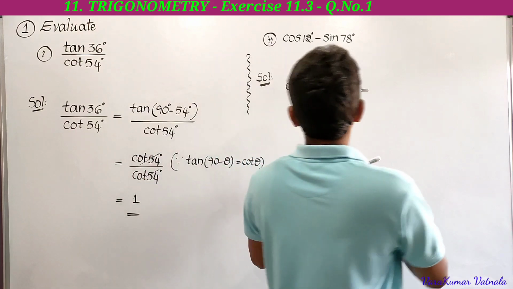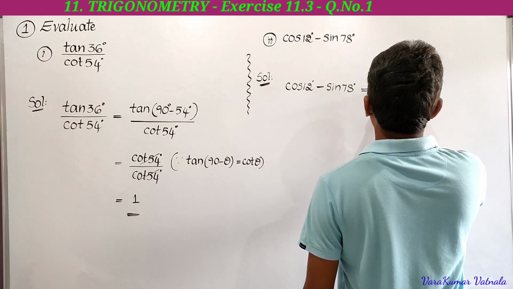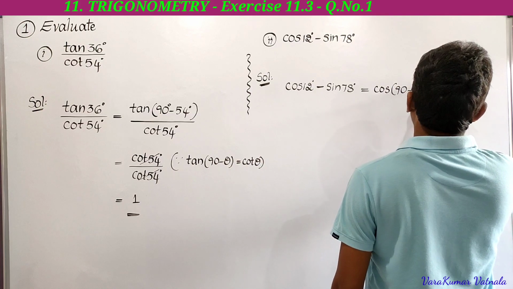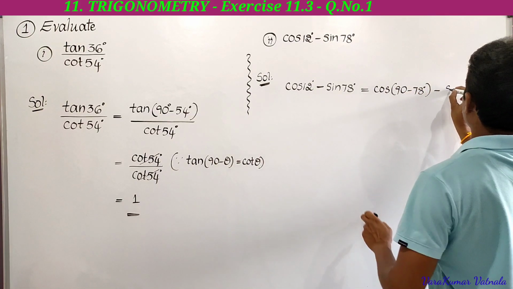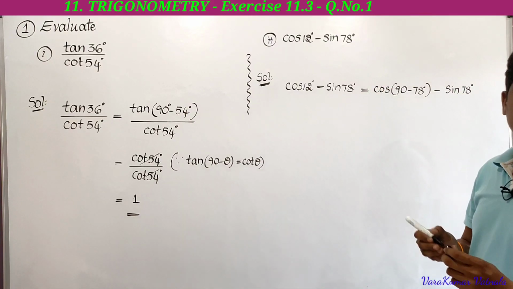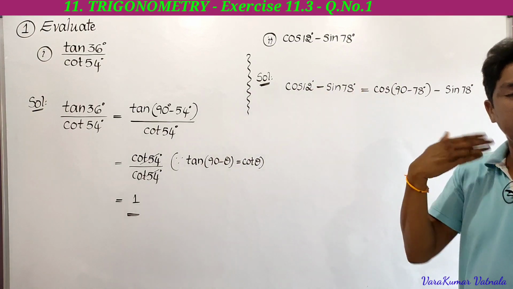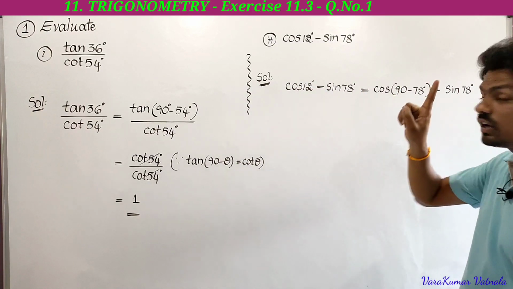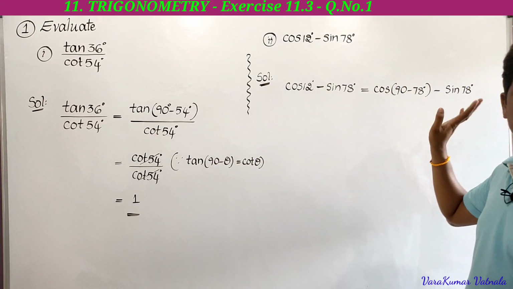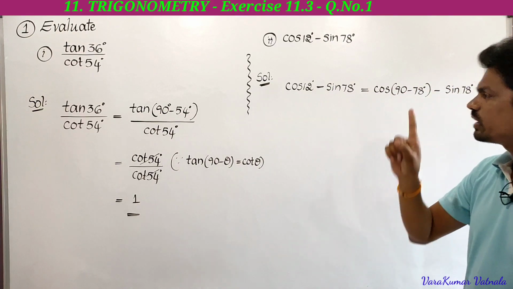I am writing this cos 12 as cos 90 minus 78, minus, write this sin 78 as usual. Only one ratio we have to change. Only one angle we have to write like this, either 12 or 78 as you wish. Only one angle. Don't write two angles at a time. Again, you will get the given problem if you write two angles. Only one we have to write like this.